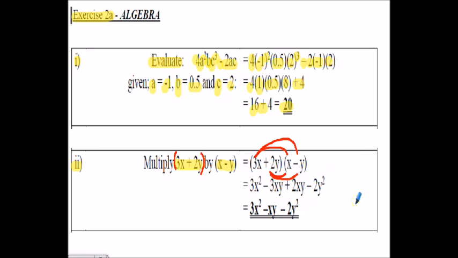So that's my expansion on the next line. So 3x squared minus 3xy plus the 2xy minus the 2y squared. Collecting the like terms together, the two middle terms, I've got minus 3xy plus 2xy, so that gives me the minus xy term. So I get 3x squared minus xy minus 2y squared.